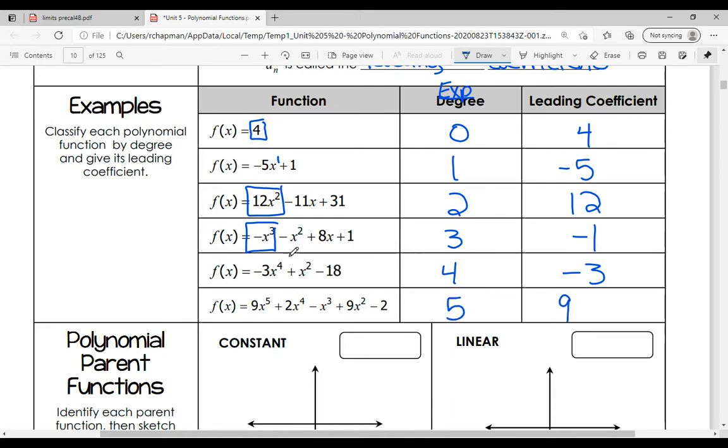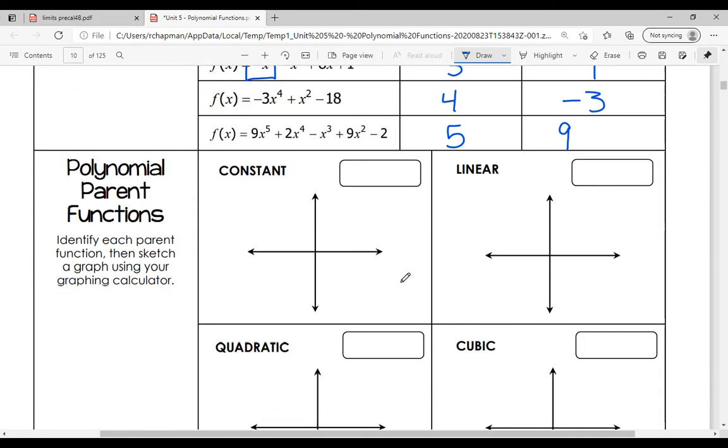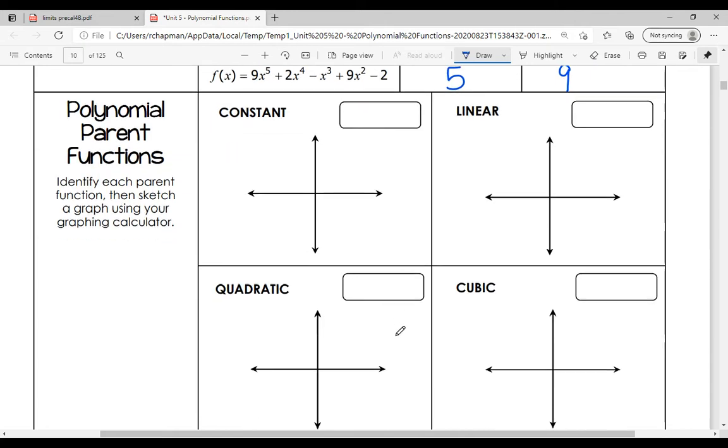5 and 9. Notice that every single one of these were in descending order. Every single polynomial was in descending order. Biggest exponent counting down all the way to the no exponent, no variable term. Okay, now some of the functions that we have dealt with before, and a couple of them we haven't dealt with yet, but we're going to.